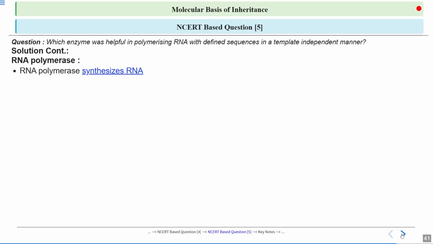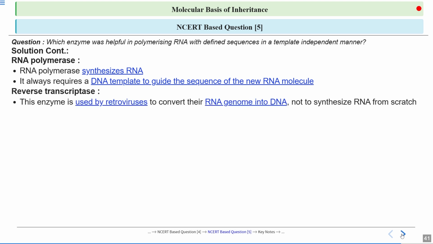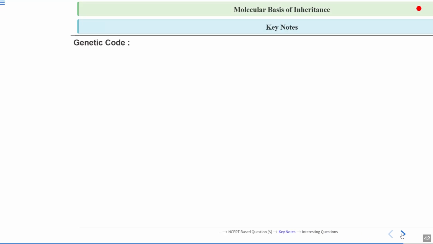Then RNA polymerase, we know it synthesizes RNA. It always requires a DNA template to guide the sequence of the new RNA molecule. Whereas what is reverse transcriptase? It is an enzyme used by retroviruses to convert the RNA genome into DNA, not to synthesize RNA from scratch.